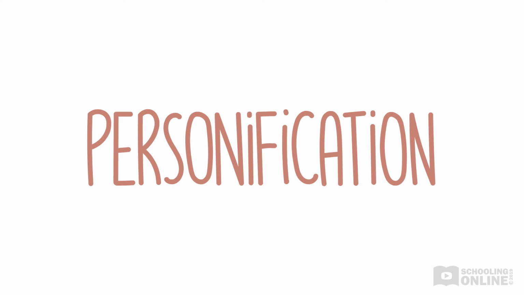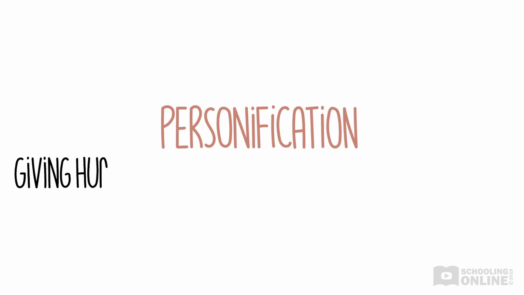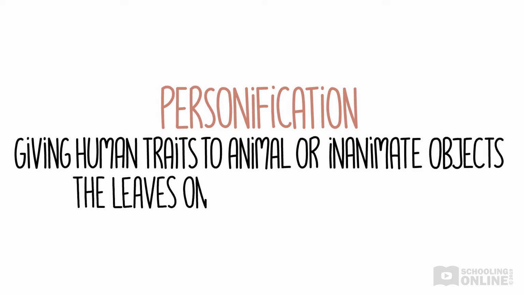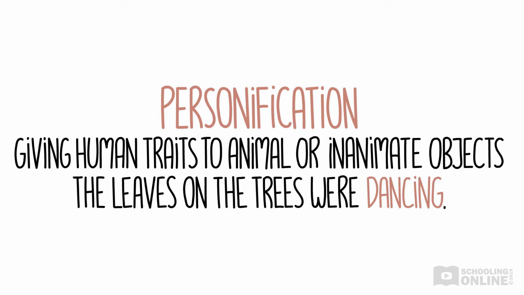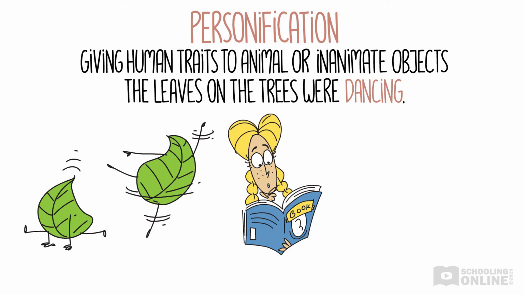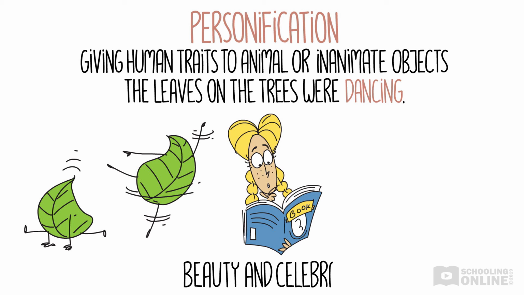You might have also heard of personification. Personification is when a composer gives human traits to an animal or an inanimate object. For example, you might read in a book that the leaves on the trees were dancing. Wow, the author has given the leaves the human ability to dance. Why did the author use personification here? Well, we associate dancing with beauty and celebration. The author then is probably personifying the leaves as dancers to convey the beauty of the tree or of nature in general.